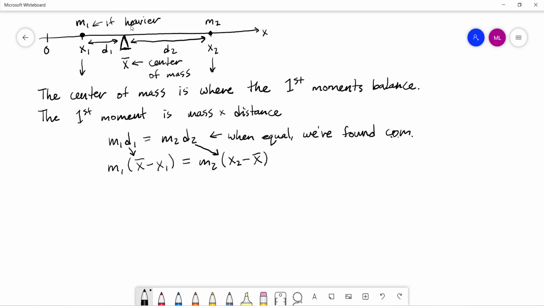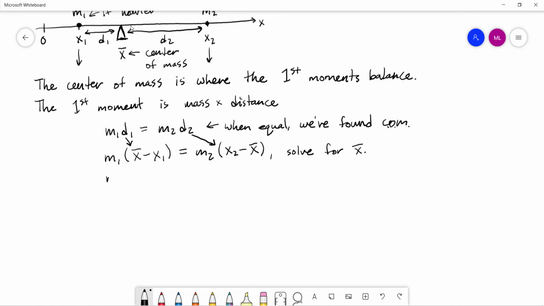And now we can just try to solve for x bar in this equation. So if we can solve for x bar, we're good to go. X bar is our center of mass. And so I'll distribute through, collect like terms. So we'll have m1 x bar minus m1 x1 is equal to m2 x2 minus m2 x bar. All I've done is distribute the masses through.